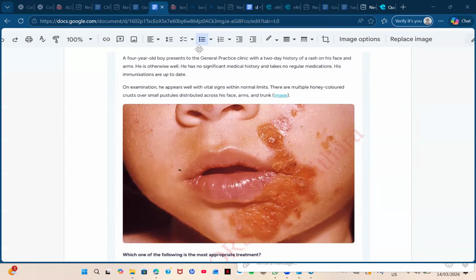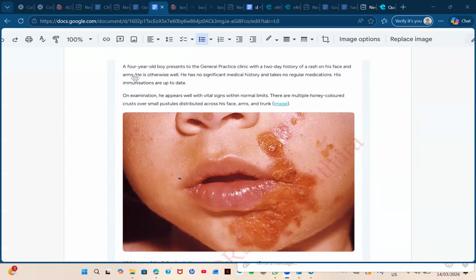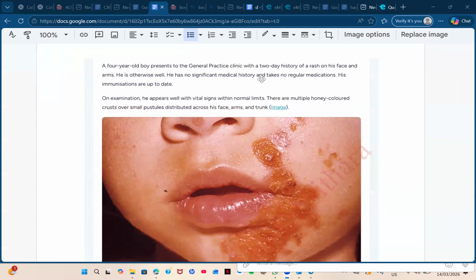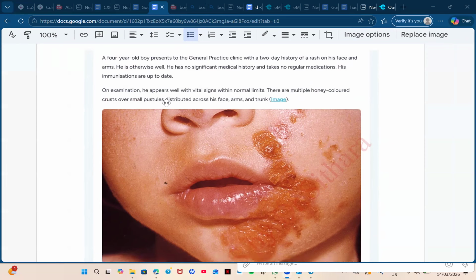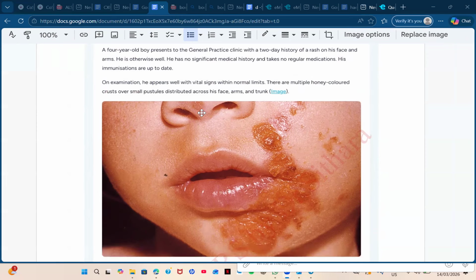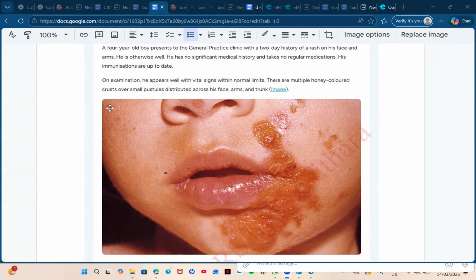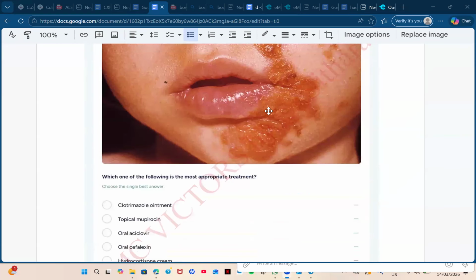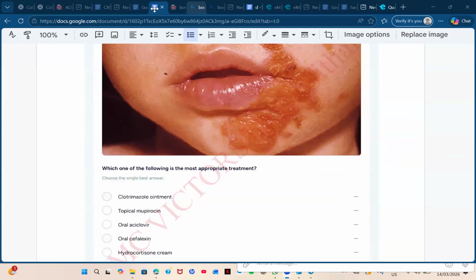Okay, here. A boy presented to the GP clinic with a 2-day history of rash on his face and arms. He is otherwise well. He has no significant medical history and takes no regular medications. His immunizations are up to date. On examination, he appears well with vital signs within normal limits. There are multiple honey-colored crusts over small pustules distributed across his face, arm, and trunk. Which one of the following is the most appropriate treatment? So tell me the answer.